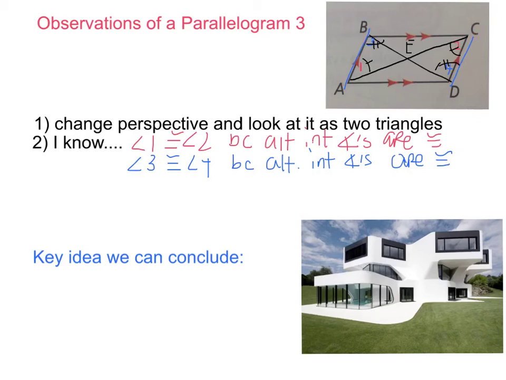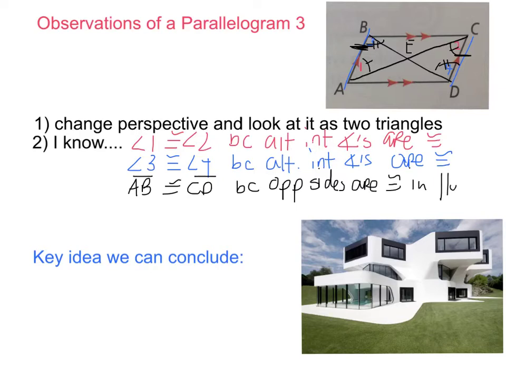Now hold on, don't you know something about the opposite sides of a parallelogram? Don't you know that opposite sides are congruent? Isn't that what you told me? I feel like you did. So, you're right. I know that BA and CD are congruent because, well, AB is congruent to CD, and I know that because of one of the observations I did, because opposite sides are congruent in a parallelogram.